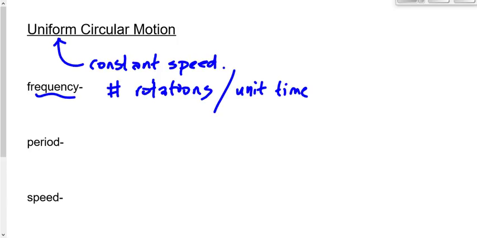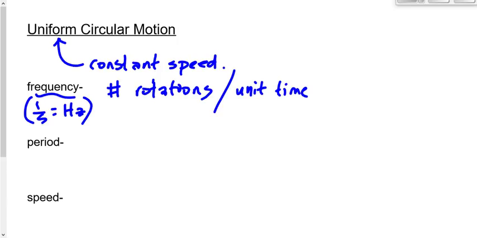What were the units for frequency? Hertz, or you could say 1 over seconds as well. 1 over seconds is exactly the same thing as a hertz. Sometimes we might even say cycles per second or rotations or revolutions per second. Ends up being the same thing.